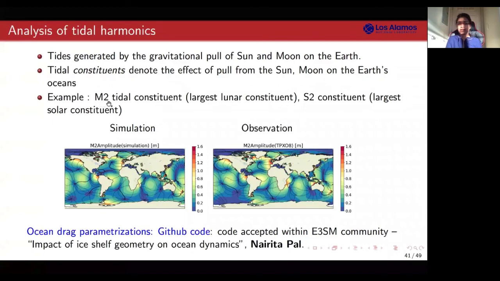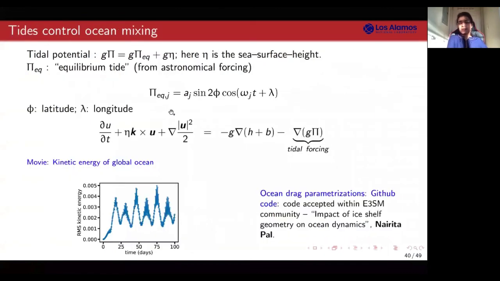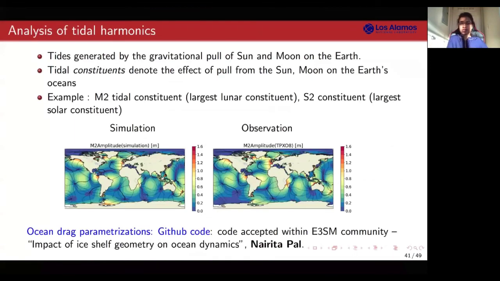For example, the M2 constituent, which is the largest lunar constituent, gives a period of tide about once every 12 hours. And S2 is the largest solar constituent. Similarly, it has a period. These constituents basically come when we expand the periodic function in a series. So due to series expansion, we get different coefficients. And we compare the dominant coefficients, actually.